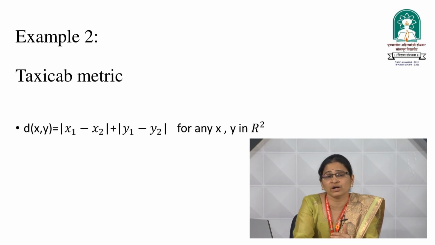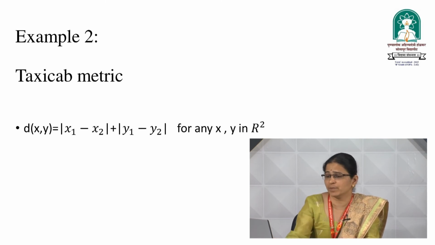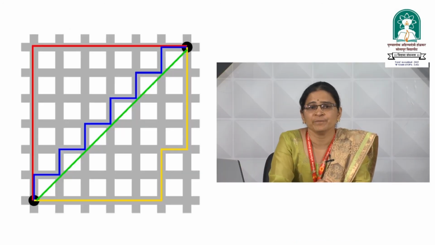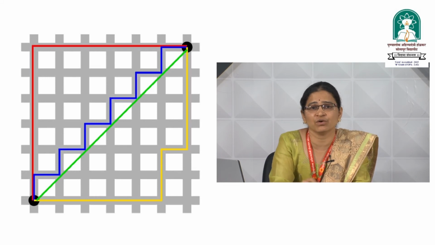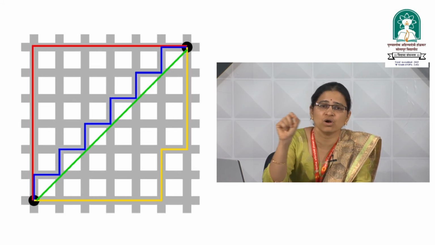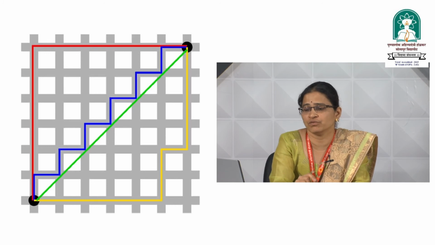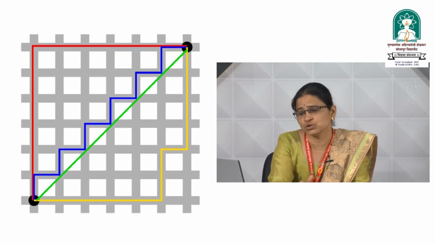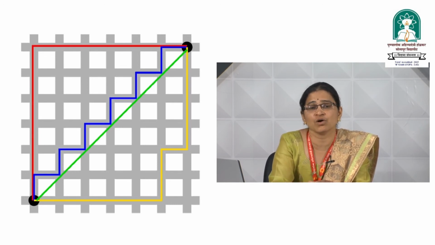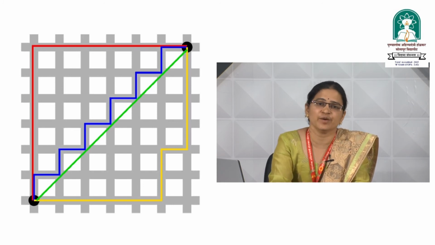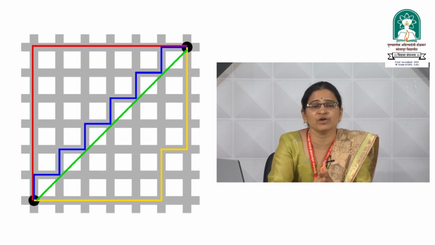If we plot it on graph paper, it looks like this. Here the red line gives me the distance mod of x1 minus x2 plus mod of y1 minus y2. Also the blue line which we have drawn, which goes along the small squares from the first point to the second one, is also giving us the shortest distance. Also the yellow line shown is giving us the distance, and all the distances are of the same length, the same measure. Therefore, this is the example of a taxi cab metric.